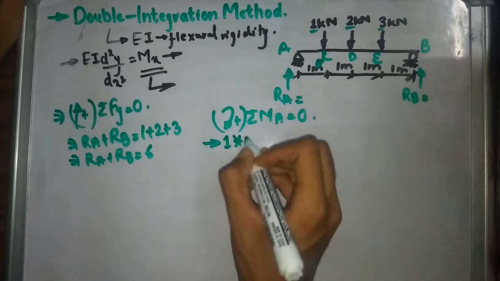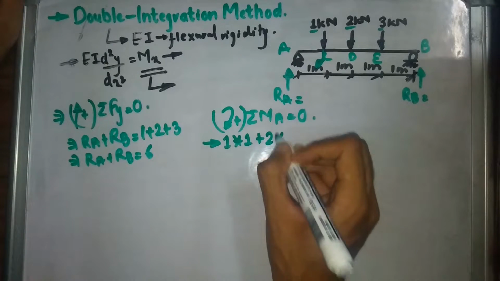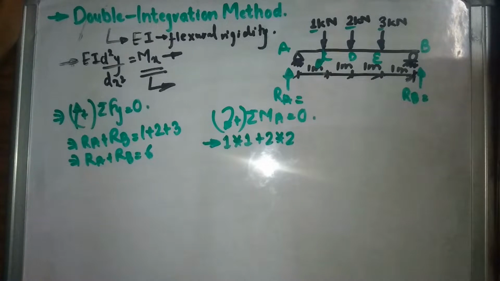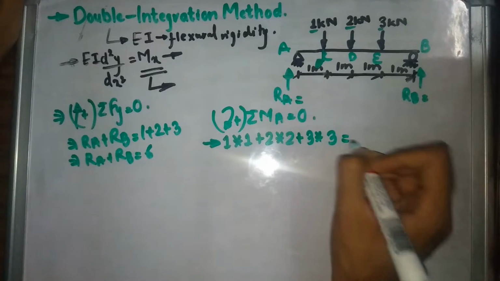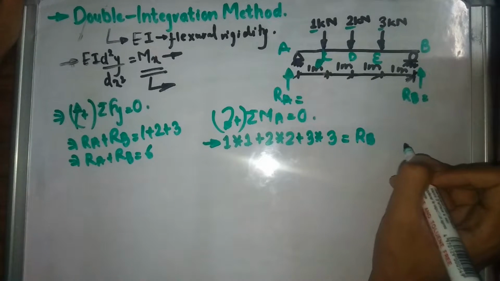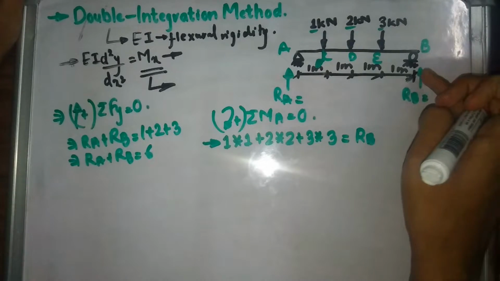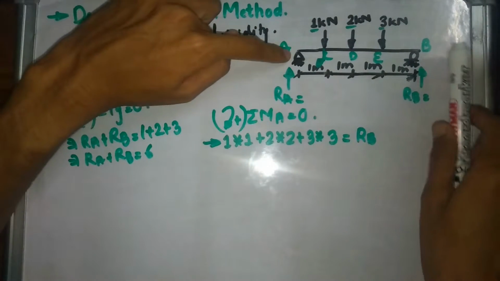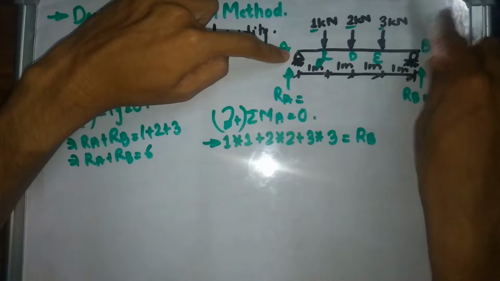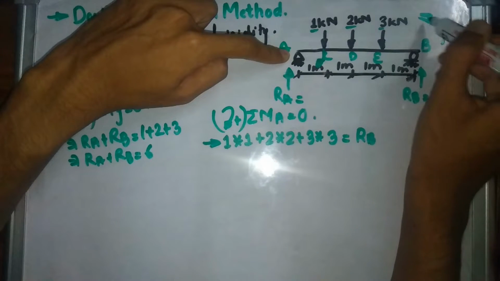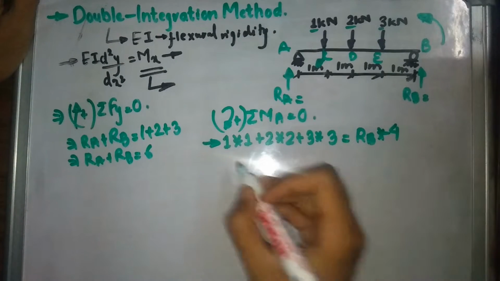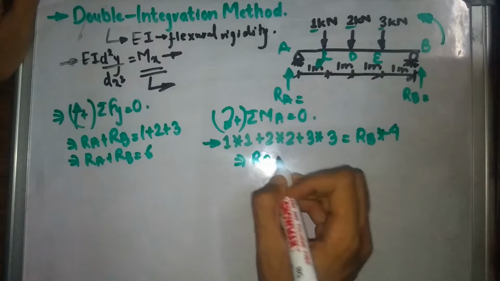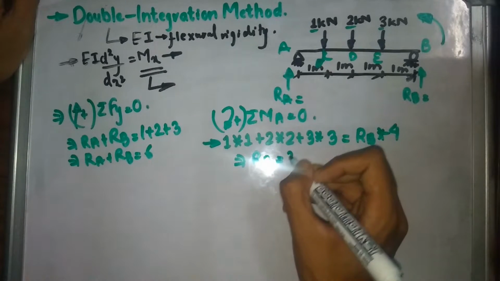So we have 1 into 1, plus 2 into 2, since the distance of the 2 kilonewton force from A is 1 plus 1, which is 2, and likewise it produces clockwise moment, plus 3 into 3, equals RB into 4. I'm writing RB on the right side because RB produces anti-clockwise moment with respect to A: it is pushing upward, and anti-clockwise moments are taken as negative. On solving this, we get the value of RB as 3.5 kilonewton.